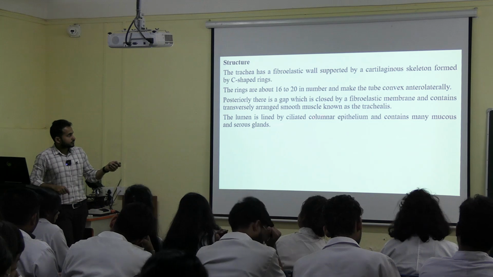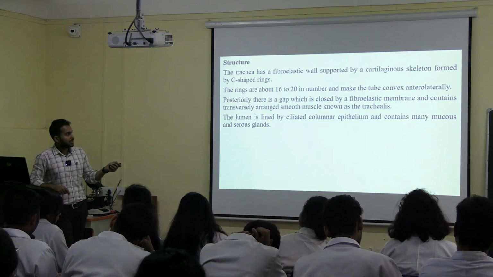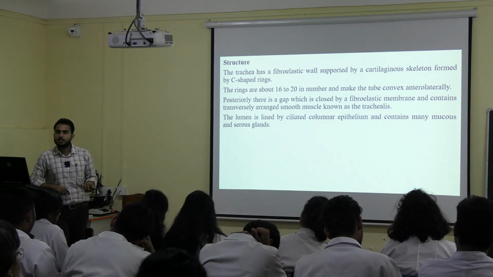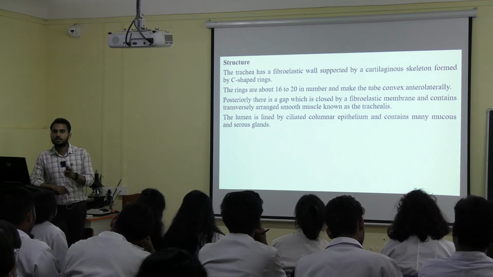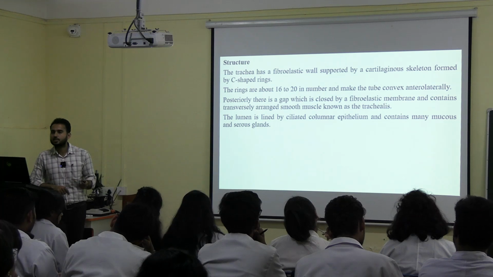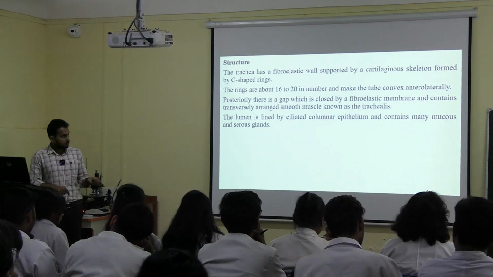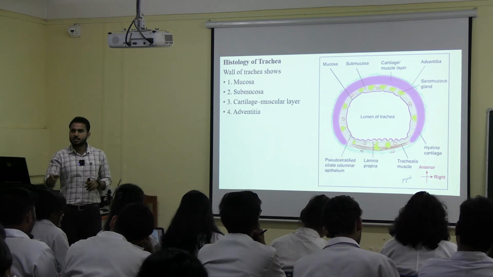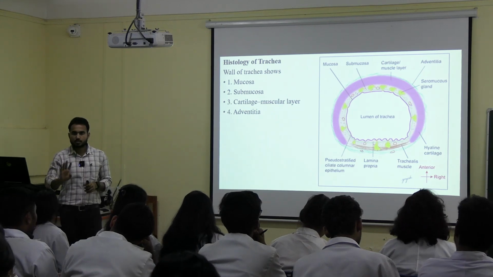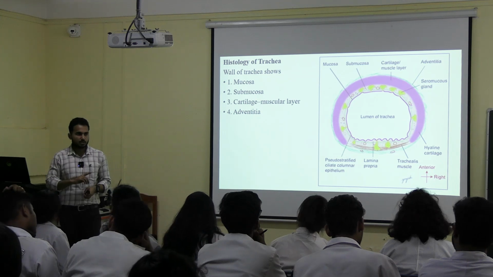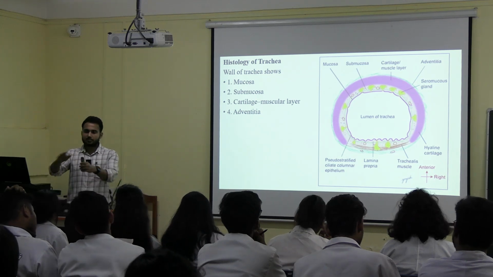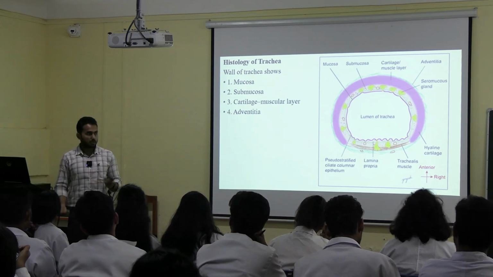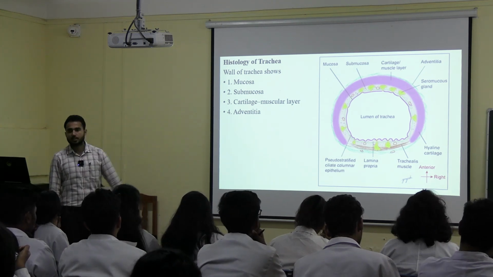Next, the lumen, which is lined by respiratory epithelium. What is the lining epithelium? Pseudostratified ciliated columnar epithelium, also called respiratory epithelium. Okay. Next, trachea is a tubular structure. You have seen that. Now, if a tubular structure, if I take a TS, what will be the shape? Circular. As you can see, it is circular.